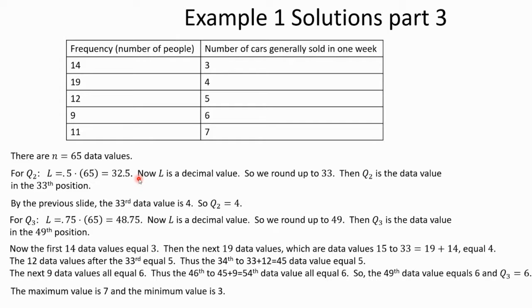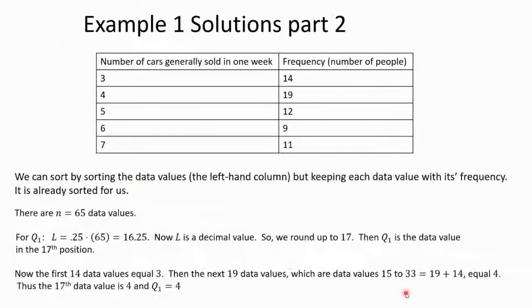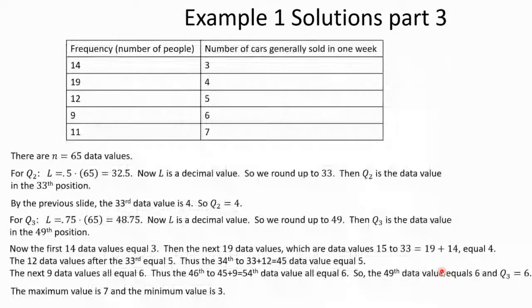Which again is a decimal, right? So we round it up to 33. So the data value in the 33rd position is the median. And from here, the 33rd data value is 4. So 4 is the median.